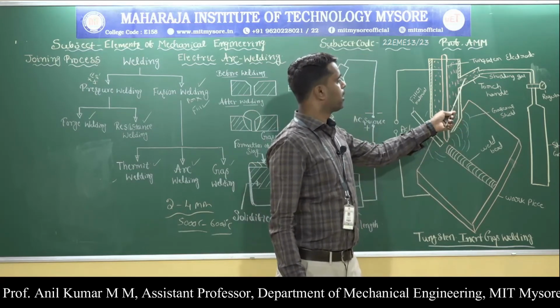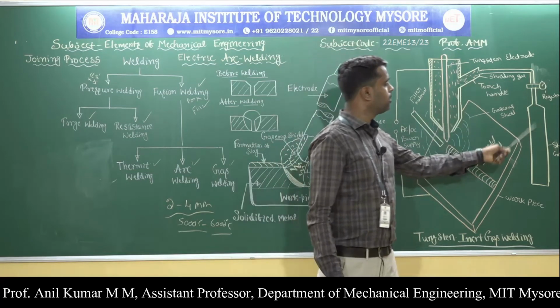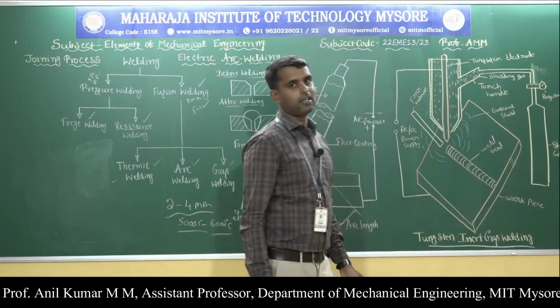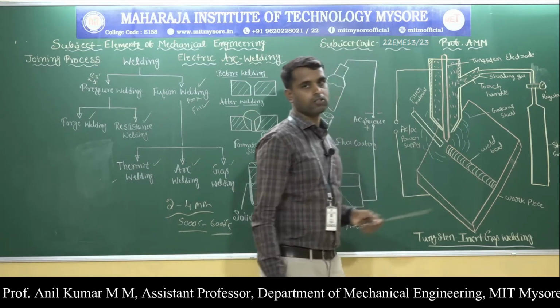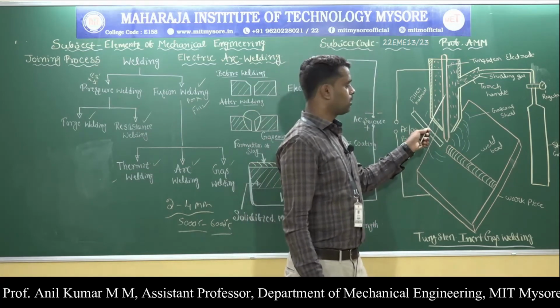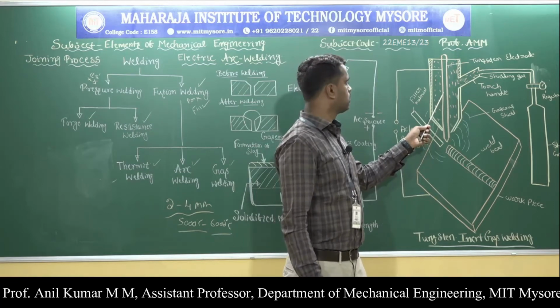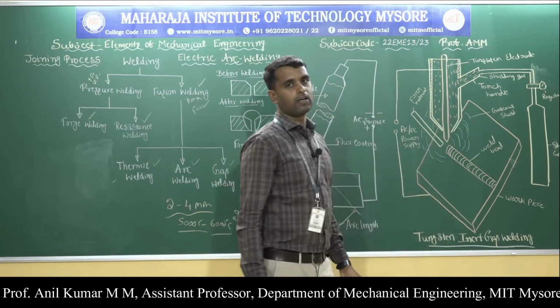This cylinder is connected to the welding torch through the torch handle. This is a torch handle. Through the torch handle, it is connected to the shielding cylinder, and the tip of the welding torch looks like a nozzle. And this is the non-consumable tungsten electrode that is rigidly fixed to the welding torch.